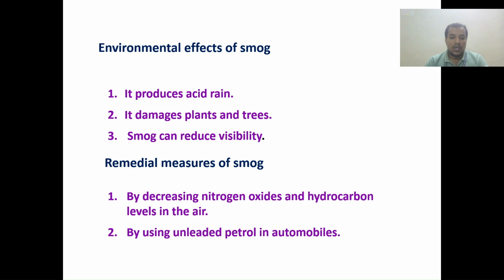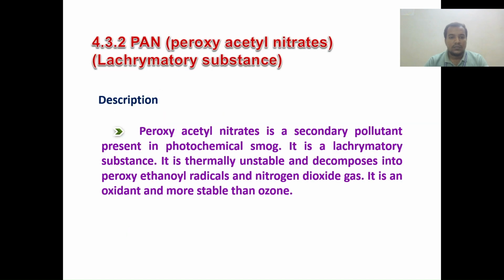And remedial measures of smog: the nitrogen dioxide and hydrocarbon levels in the air should decrease, and unleaded petrol should be used in automobiles. And peroxyacetyl nitrates: the description of peroxyacetyl nitrates is that it is a secondary pollutant present in photochemical smog. It is thermally unstable and decomposes into peroxyacetyl radicals and nitrogen dioxide in the gas phase.